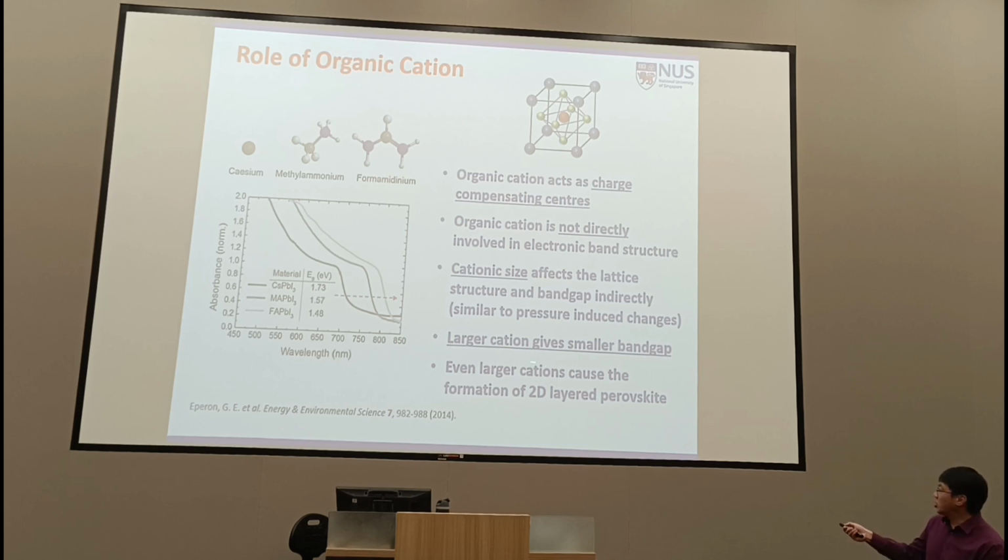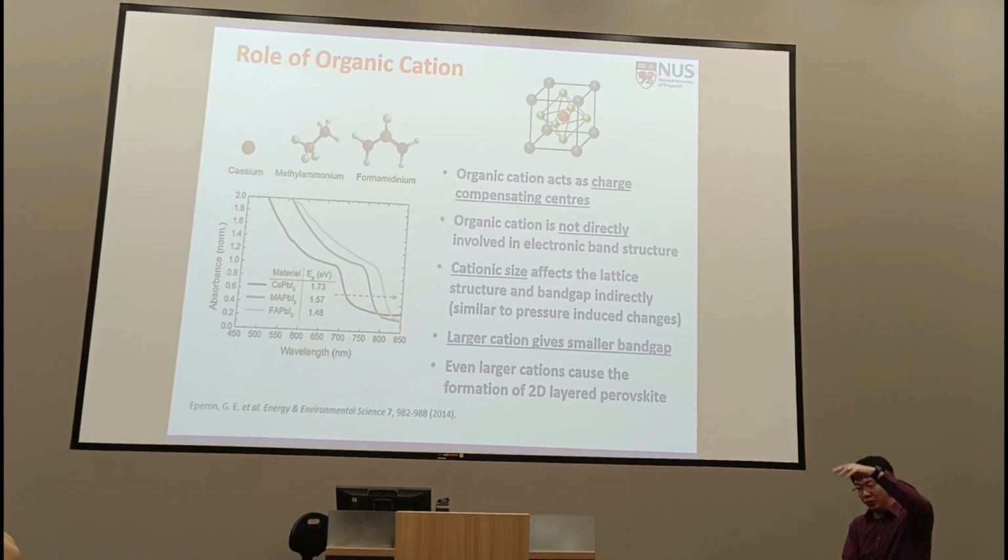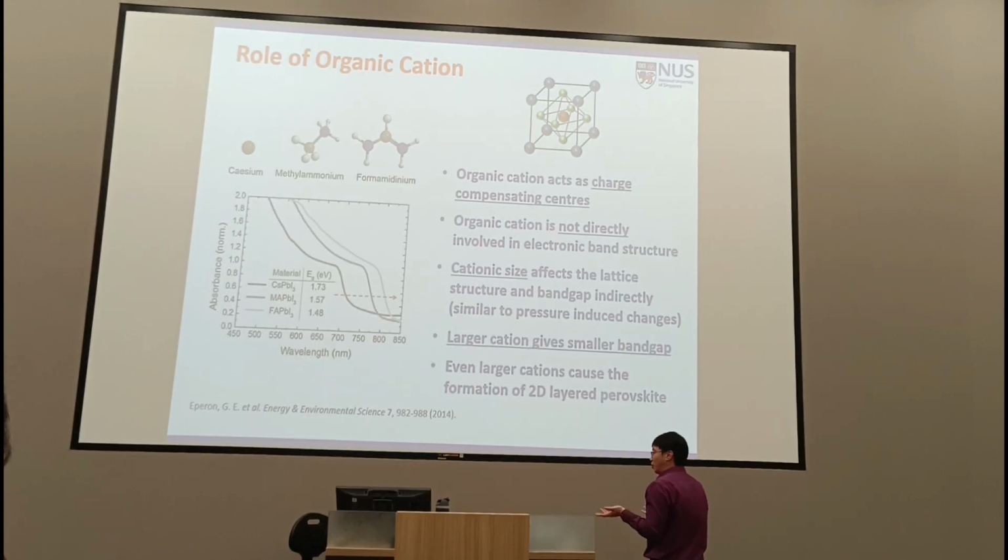And as I said, with even larger cations, either it doesn't form a perovskite or, I forgot about this, it can potentially form a 2D layered perovskite. If you go really big with the cations, that is possible as well. But another possibility is it doesn't form perovskite.